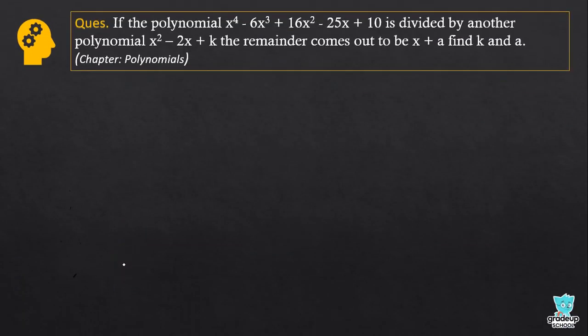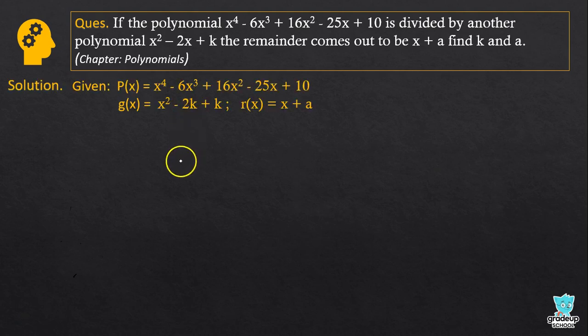Hey guys, so today we are going to solve a problem from the chapter polynomials, and here the question is: if the polynomial x^4 - 6x^3 + 16x^2 - 25x + 10 is divided by another polynomial expression x^2 - 2x + k, the remainder comes out to be x + a, and we have to find the values of k and a.